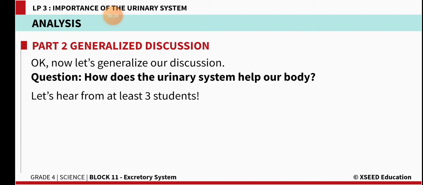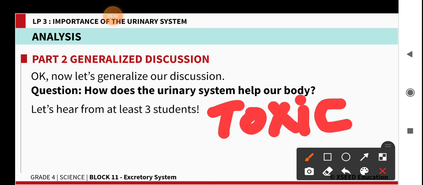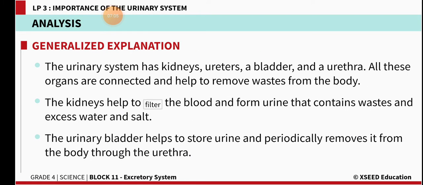How does the urinary system help our body? You know very well, if the waste materials stagnate in our body, they become toxic. They are harmful to our body, so we need to remove this toxic waste from our body in time. How can we do this? How is the urinary system helping? The two kidneys filter the blood and send the waste products to the ureters, and the urinary bladder collects those waste materials and sends them out through the urethra, right?